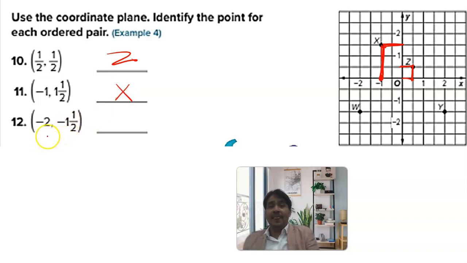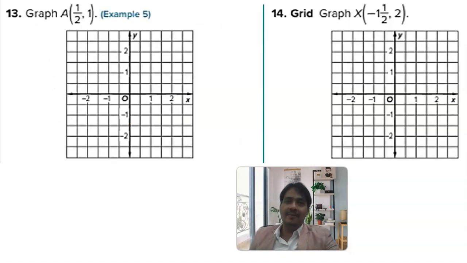Then last one is minus 2 and minus 1 half. So minus 2 is here. Minus 1 half is here. This. Minus 2 minus half is W. So answer is W. Okay.